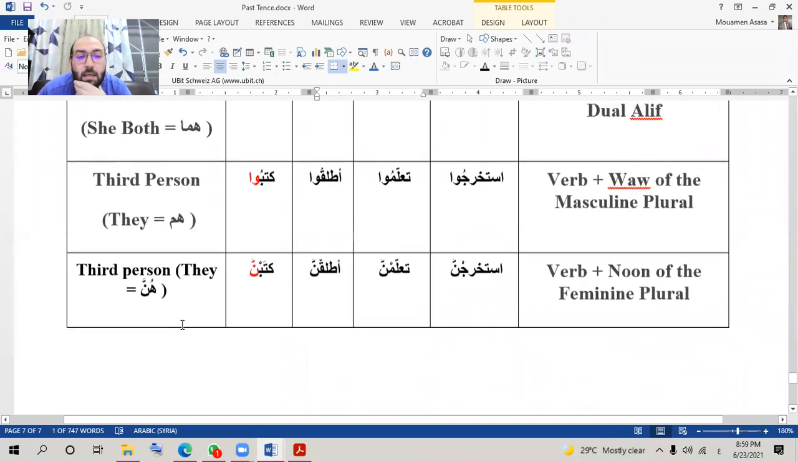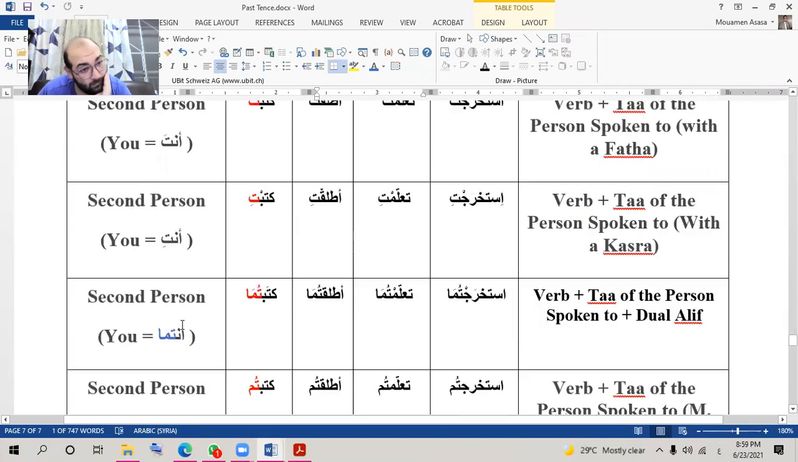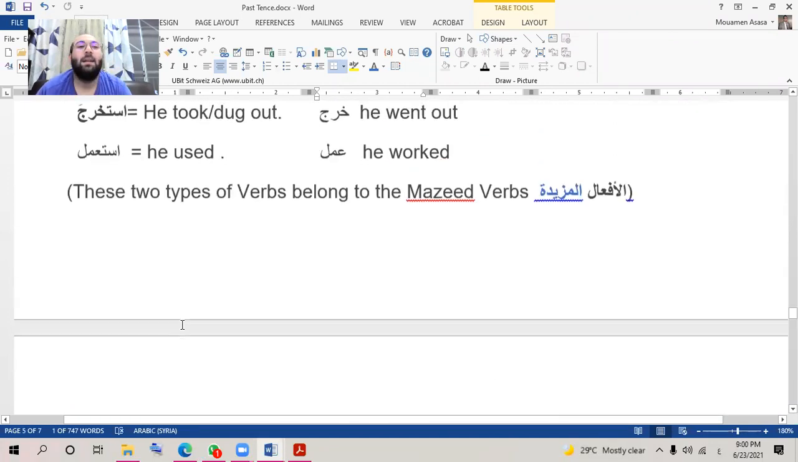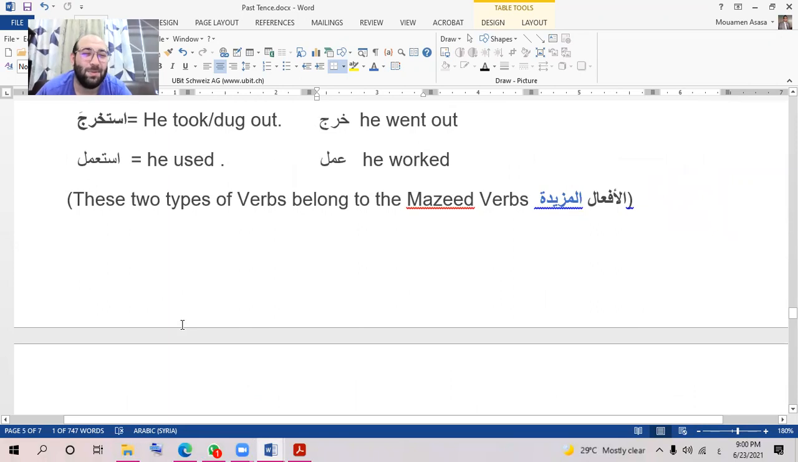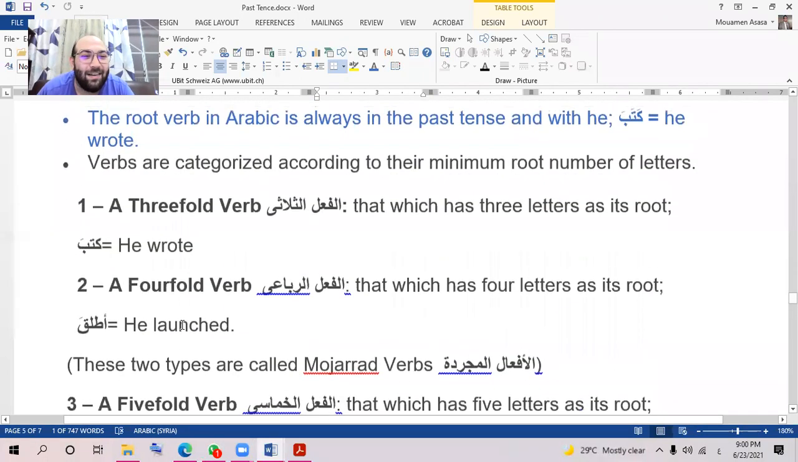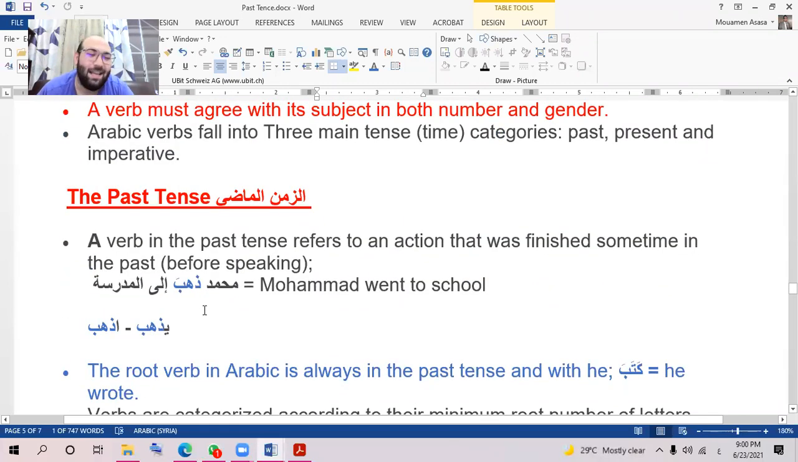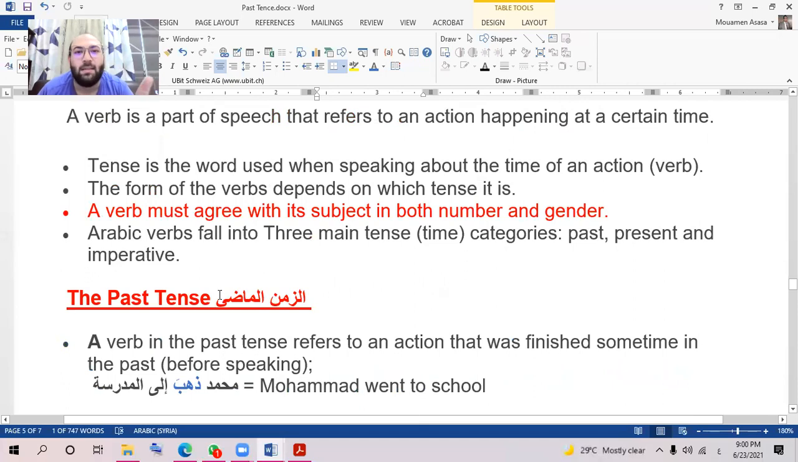Until now, any question? Very hard, Ustaz. I know. I'm so sorry. But this is the past tense. When we are taking grammar, it's like this. But at least you understand the flow. You understand the flow?